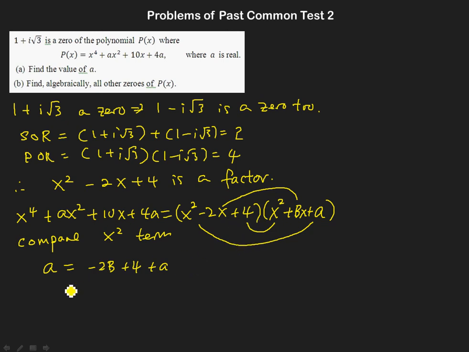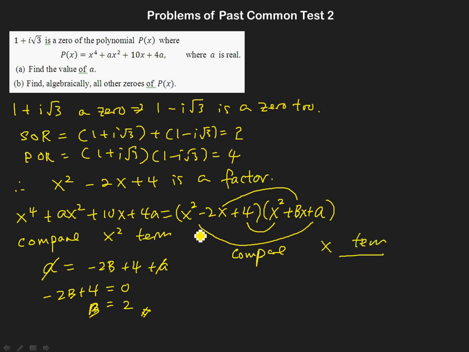And so then there's a on both sides. This means you have negative 2b plus 4 equals 0. This means b must be 2. Now we can find a by comparing, say, the x term, I suppose. That should work. The x term.